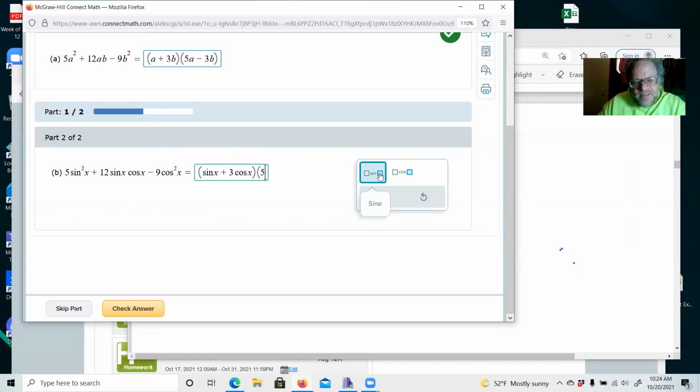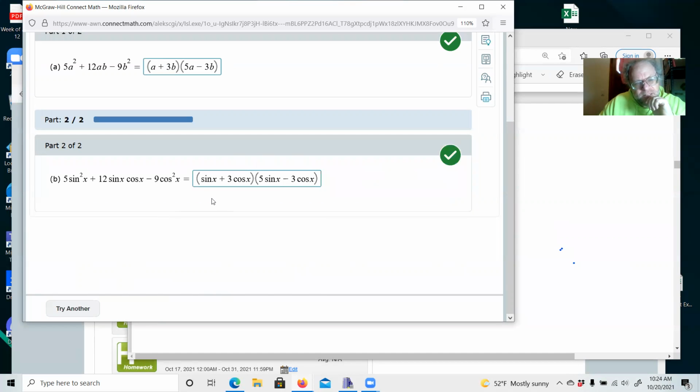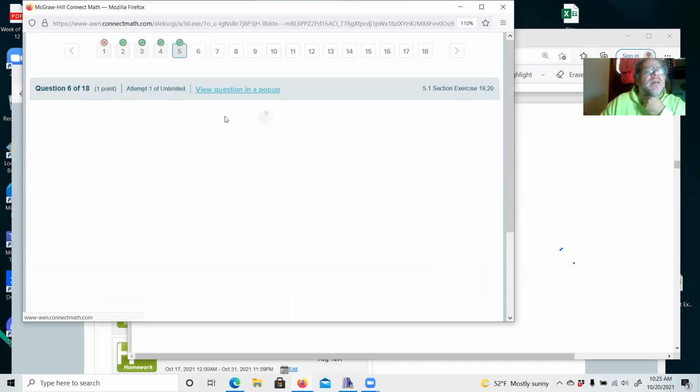Parentheses, we have 5 sine x minus 3 cosine x. All right, that's all they want us to do with that. There should be a minus in here somewhere, shouldn't there? That makes me a little bit happier. There we go. Just double checking to make sure I got the same structure here. So thing plus 3 thing 2, 5 thing 1 minus 3 thing 2. All right, that's happy. All right, it's not too bad.